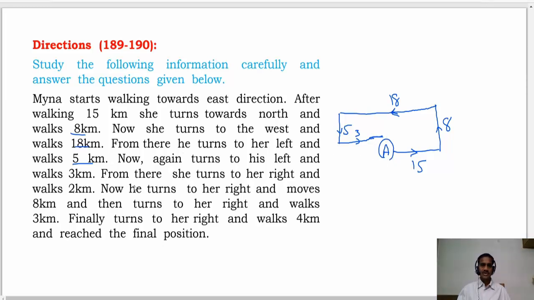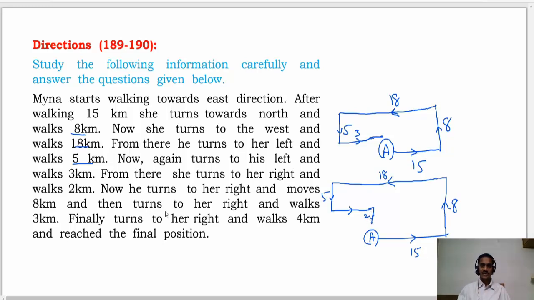Now from there she turns to her right and walks 2 kilometers. ఇక్కడ నుంచి 2 kilometers. 2 kilometers అంటే now diagram ఇంకొకసారి డ్రా చేస్తాం. A నుంచి 15 and after this 15, then 8 and after this 8, then left hand side is how much? Left hand side is 18, and out of this left hand side 18, then from here only 5, and after this 5, 3 more, exactly opposite to this one, 3 more. Next, 3 point 2 kilometers. Now she turned towards her right hand side and covered only 2 kilometers.